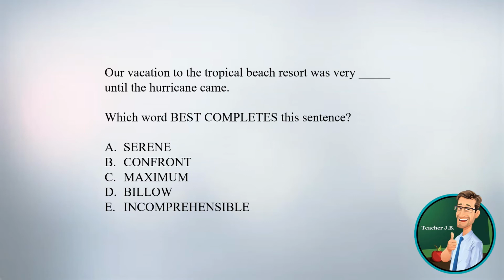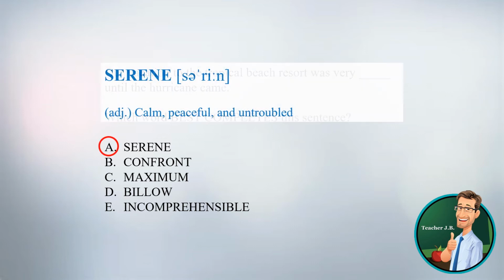Our vacation to the tropical beach resort was very blank until the hurricane came. So the hurricane is a disturbance, and then it was very peaceful until the hurricane came. So what is the right word? Serene, confront, maximum, below, incomprehensible. Okay, the answer is serene, and serene means calm, peaceful, and untroubled.